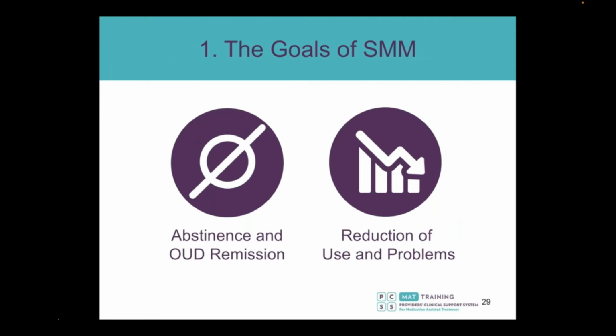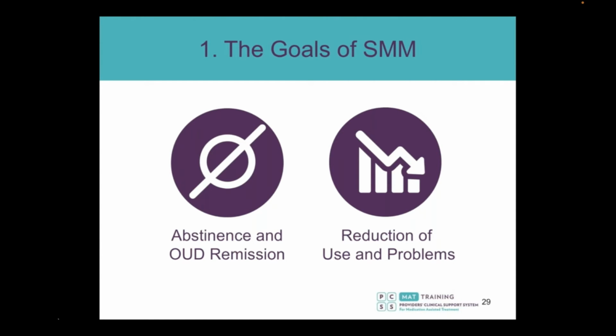Let's start with goals. The two main goals are abstinence and opioid use remission, as well as a reduction of use and problems. The ordering of that can vary from patient to patient. So don't worry that you can't tick off abstinence as the first goal. Perhaps someone reduces their use first. Perhaps they use in a way that causes fewer problems. In fact, both end up leading towards abstinence and OUD remission.